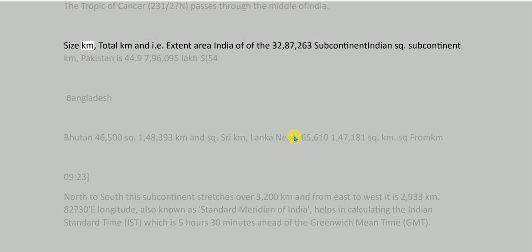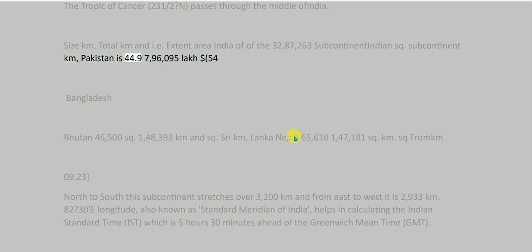Size and extent of the Indian subcontinent: India is 32,87,263 sq km. Pakistan is 7,96,095 sq km, Bangladesh 1,47,570 sq km, Nepal 1,47,181 sq km, Sri Lanka 65,610 sq km and Bhutan 46,500 sq km. From north to south this subcontinent stretches over 3,200 kilometers and from east to west it is 2,933 kilometers.